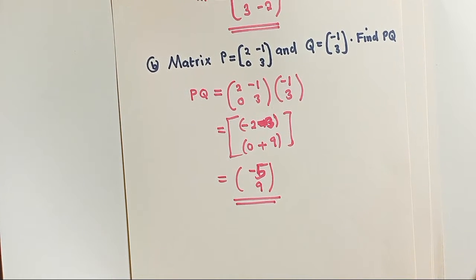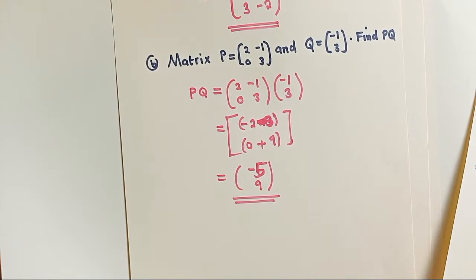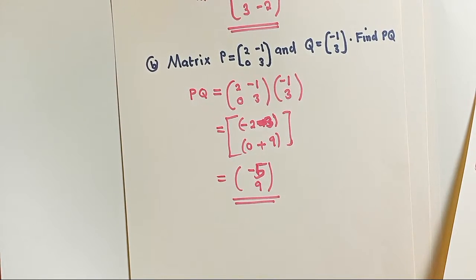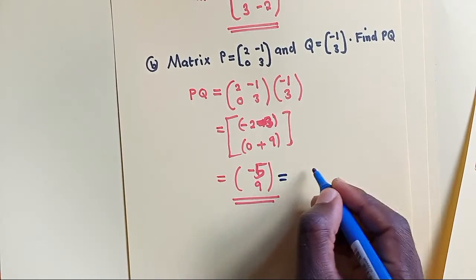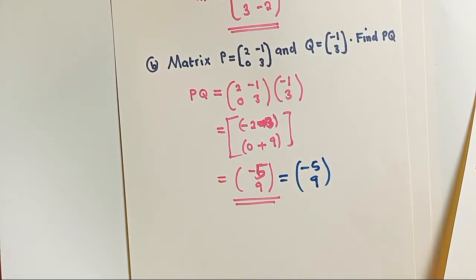Kindly confirm if you have gotten the same answer. Quickly confirm if you're getting the same answer. I'm waiting for your confirmation. So the answer here, let me put it nicely. The answer here is -5, 9, right here. This is our answer. Kindly confirm if you're getting the same answer.